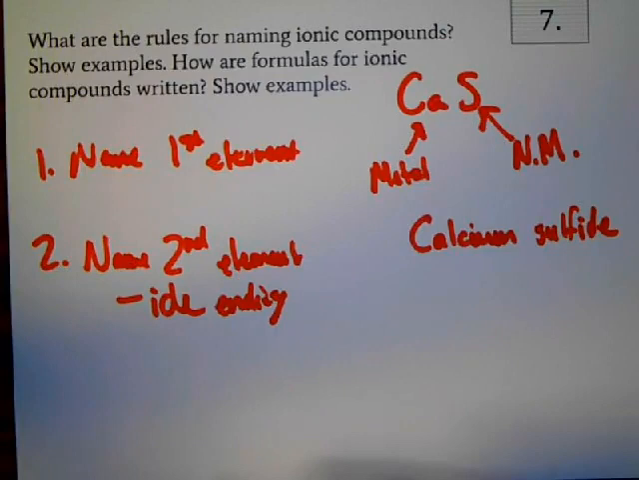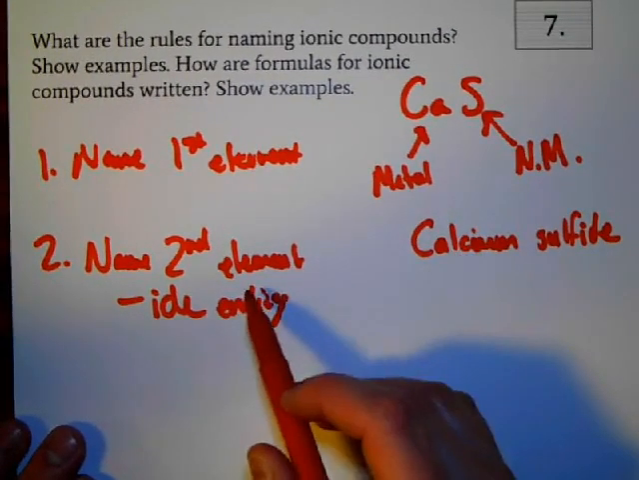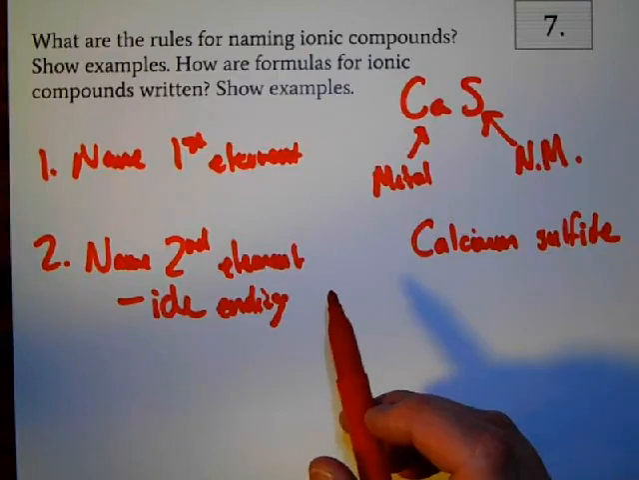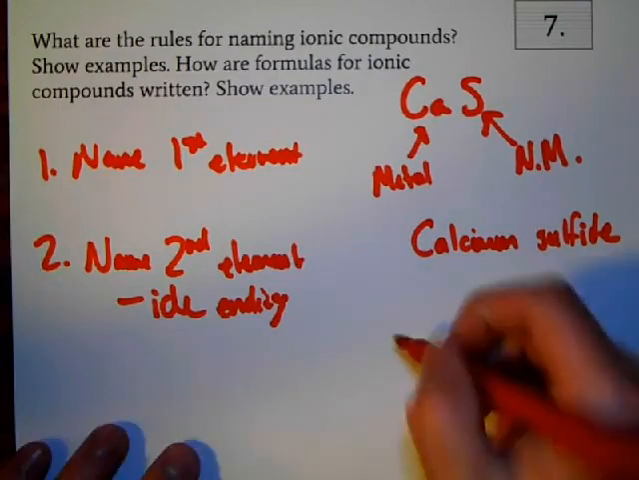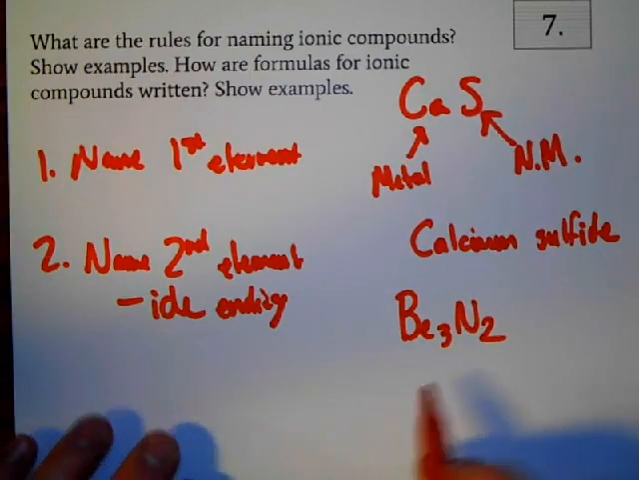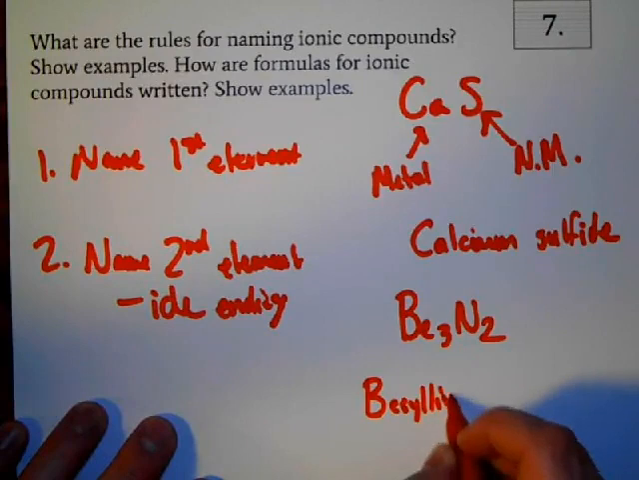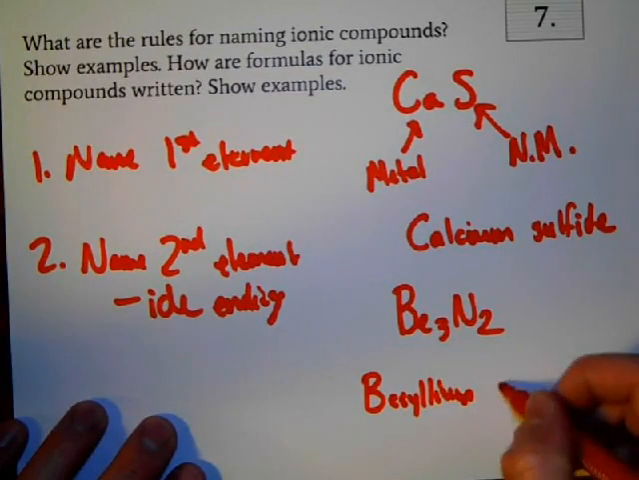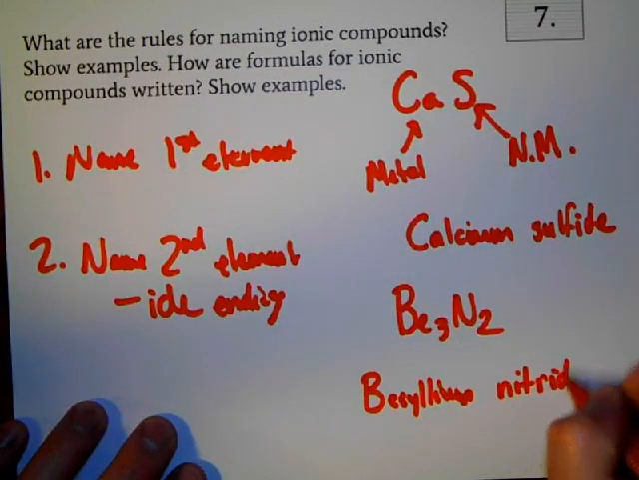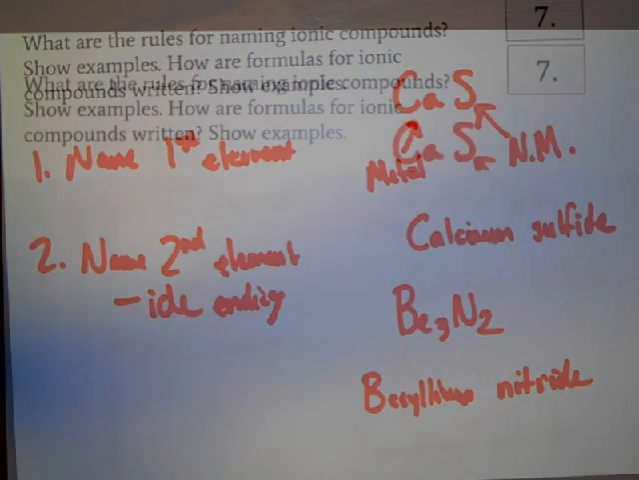No prefixes, no number indications to tell me what it is in the name. It's literally name the first element, name the second one with the IDE ending. It's very simple to start, which is very nice. So if I had, for example, Be3N2, what I would name this is just the first element, beryllium, and then I name the second element, but I add the IDE afterwards. Beryllium nitride. The ionics are very nice to name when there's no transition metals or when they're very simple ones.